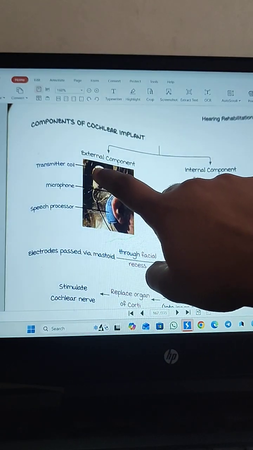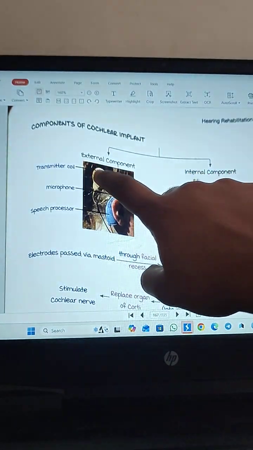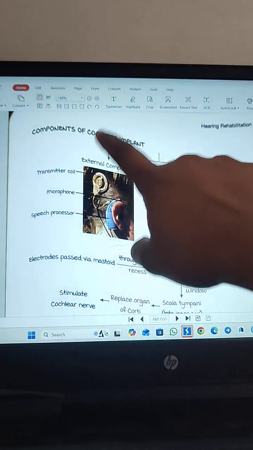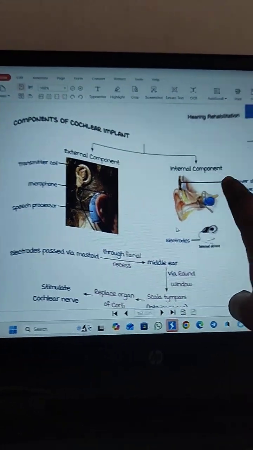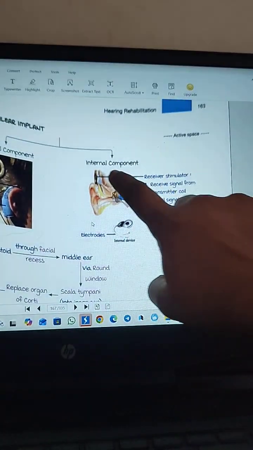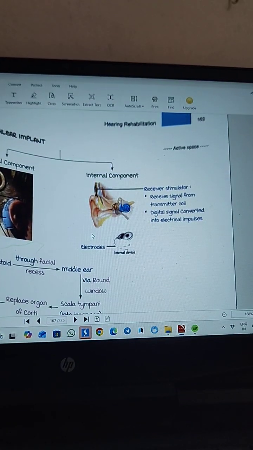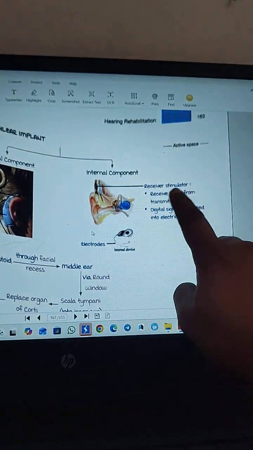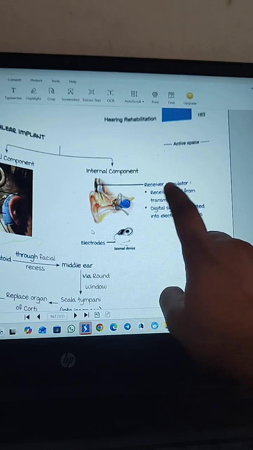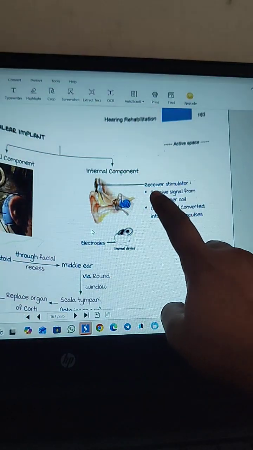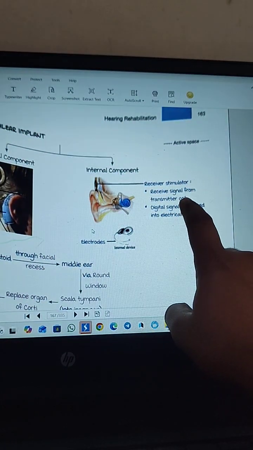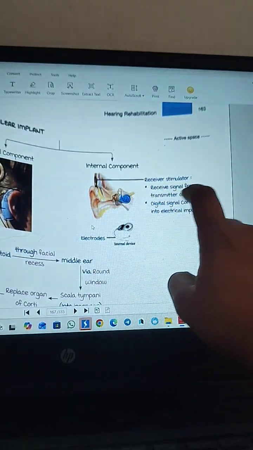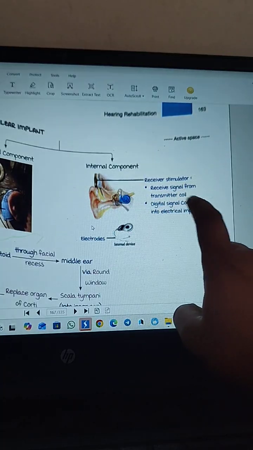The transmitter coil will transmit these digital impulses inside, into the internal component, which is placed below the skin. The internal component has a receiver stimulator, which will receive the digital signals from the transmitter coil and convert them into electrical impulses.